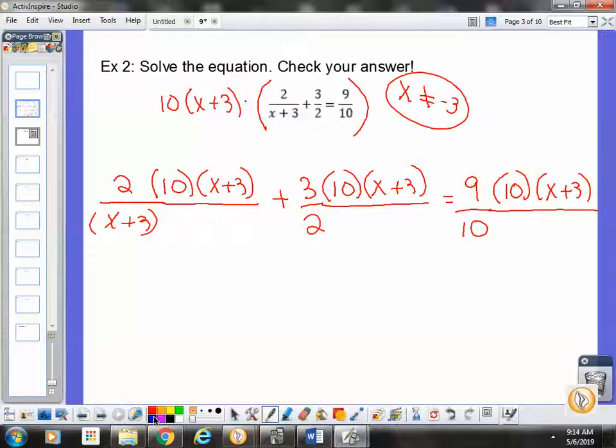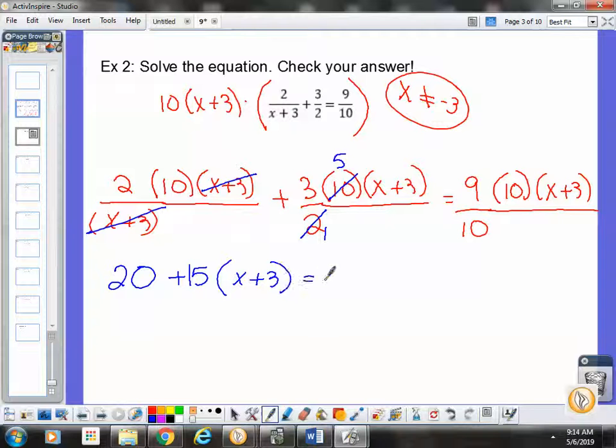Okay, so let's go ahead and simplify. In the first fraction, the x plus 3's are going to cancel out, so I'm left with 2 times 10, or 20. In the second fraction, I can simplify that 2 and 10. 2 goes into 2 once, and 2 goes into 10 5 times. So 3 times 5 is 15. On the other side of the equal sign, the 10s will cancel, so I have a 9 and an x plus 3.